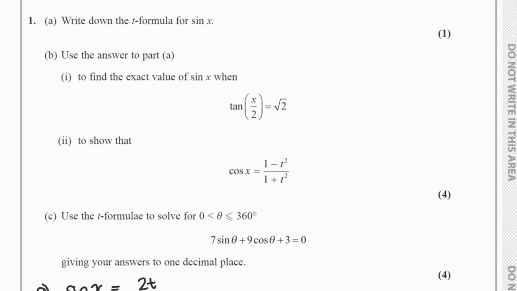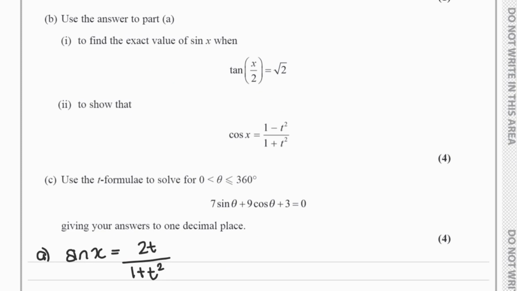B is split into 2 parts. The first part is telling us to use the answer to part A to find the exact value of sine x when tan of x over 2 is equal to root 2. And then we show that cos x is equal to 1 minus t squared over 1 plus t squared.